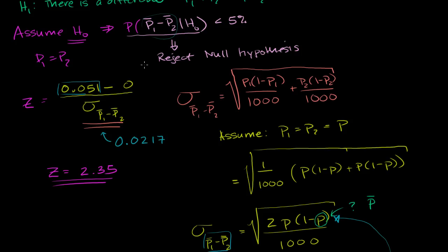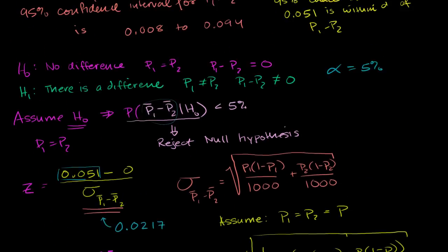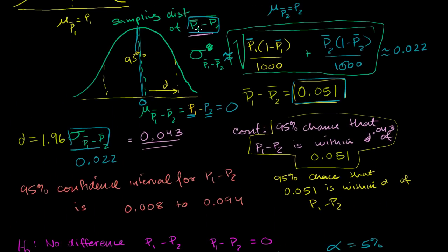There's no difference. If we assume there's no difference, then the sampling distribution of this statistic right here is going to have a mean of 0, and the result that we actually got for this statistic has a z-score of 2.34. Z is equal to 2.34. Or this is equivalent to being 2.34 standard deviations away from this mean of 0.